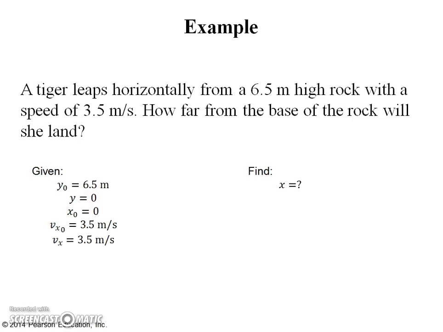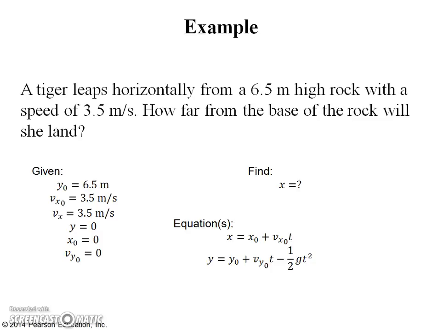Alright, let's start with the givens. We're given that the initial height is 6.5 meters, the final height is 0. We can assume that the initial x0 is 0. We're given that the initial velocity in the x direction is 3.5 meters per second, and we know that velocity in the x direction remains constant, so the final velocity in the x direction is also 3.5 meters per second. And we want to figure out how far, meaning x.